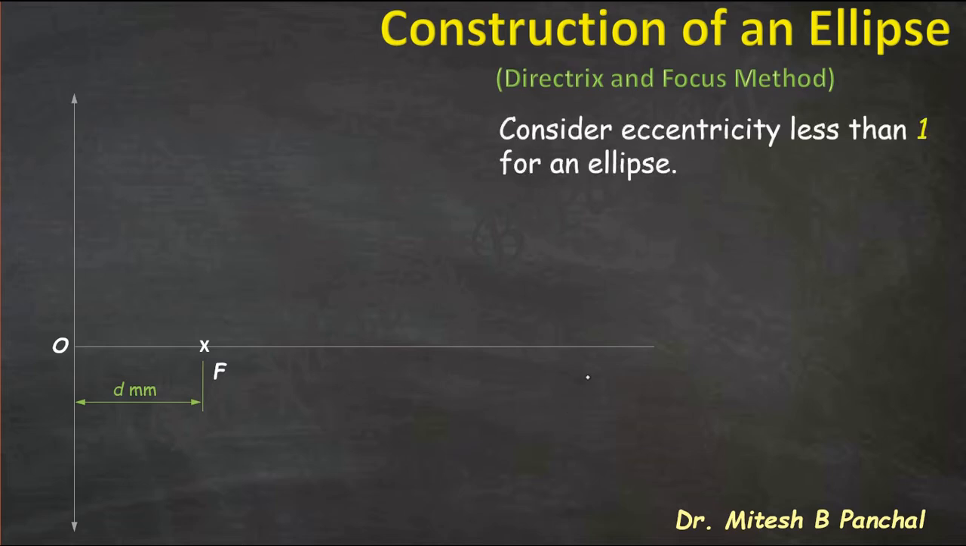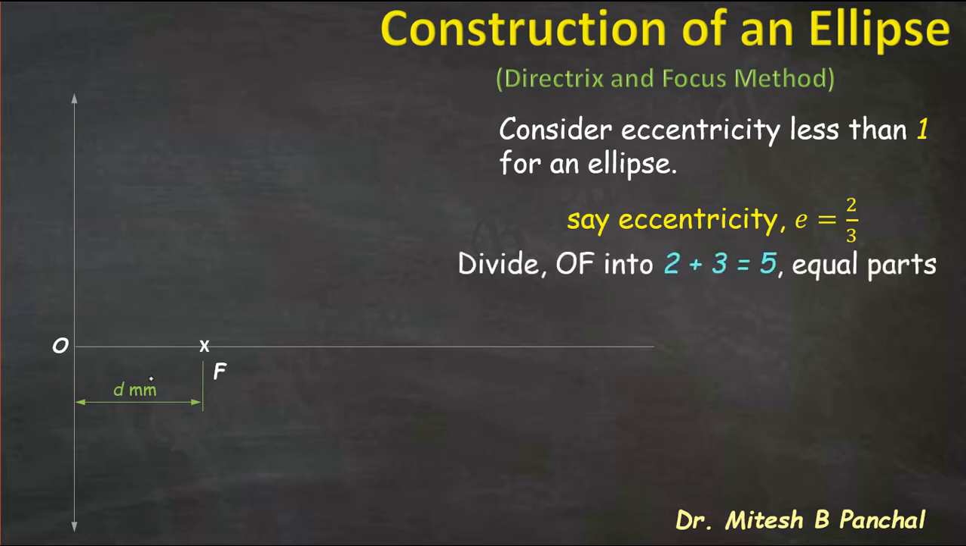Now consider eccentricity less than 1 for an ellipse. That is the first required data to construct an ellipse using directrix and focus method. Let the eccentricity be given as 2 by 3, which is less than 1. So for this particular value of eccentricity as a given data, we have to divide OF, means the distance of the focus from the directrix, into 2 plus 3 equal to 5 equal parts, right?